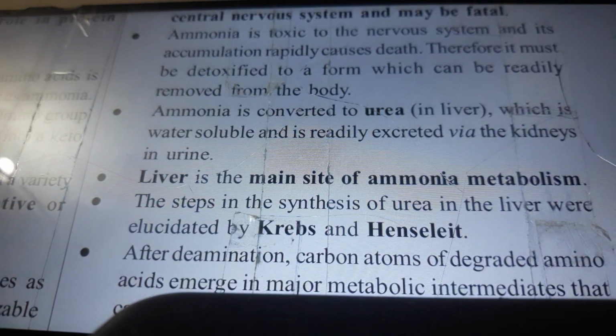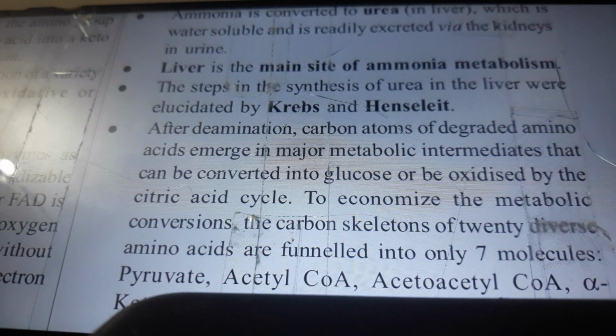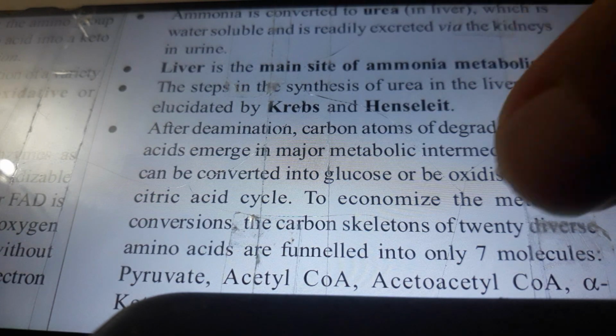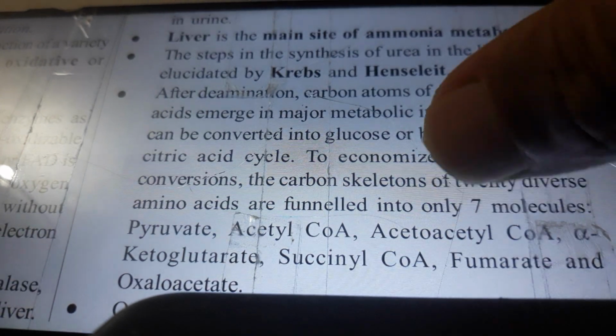Ammonia is converted to urea in the liver, which is water soluble and is readily excreted via the kidneys in urine. The liver is the main site of ammonia metabolism. The steps in the synthesis of urea in the liver were elucidated by Krebs and Henseleit.